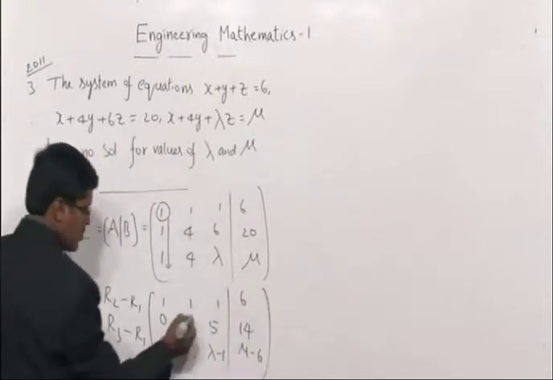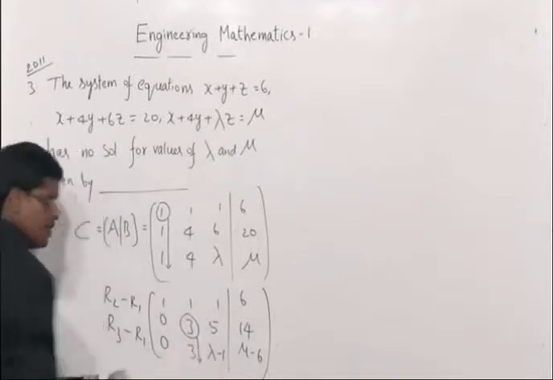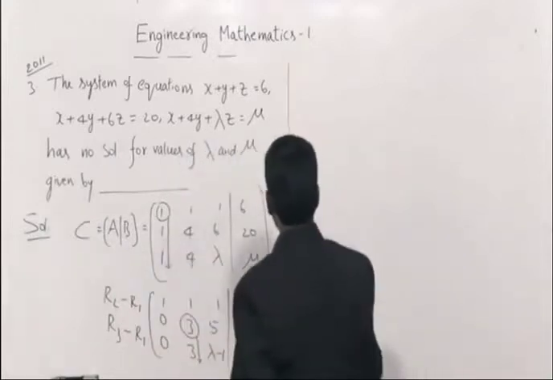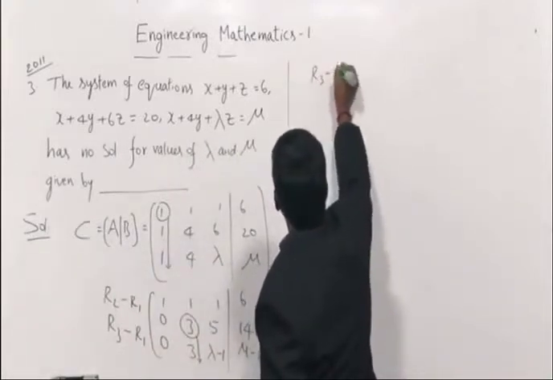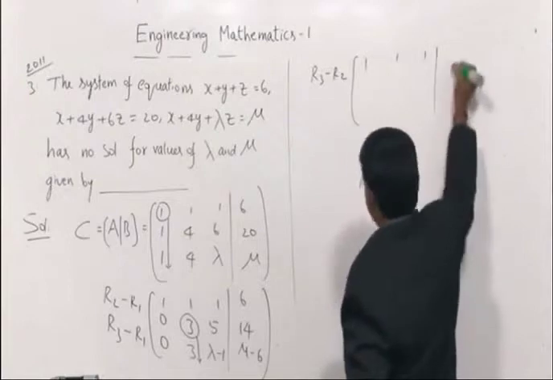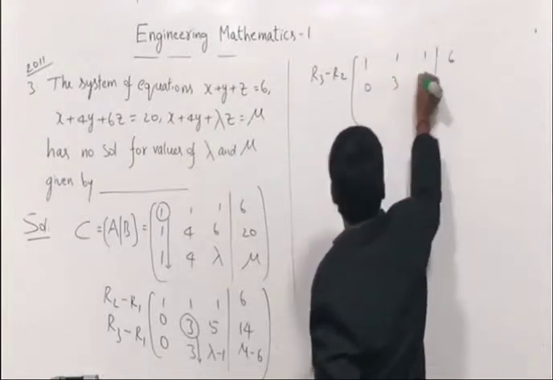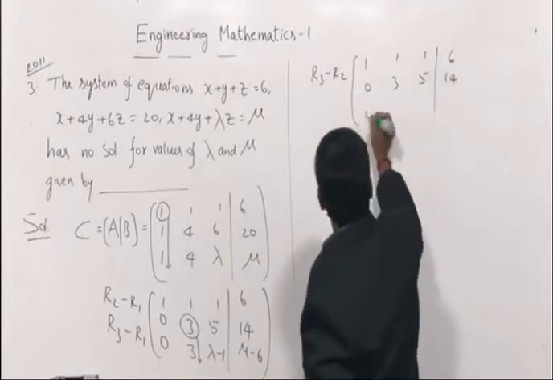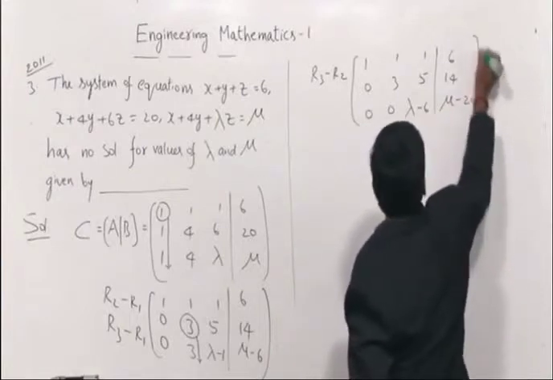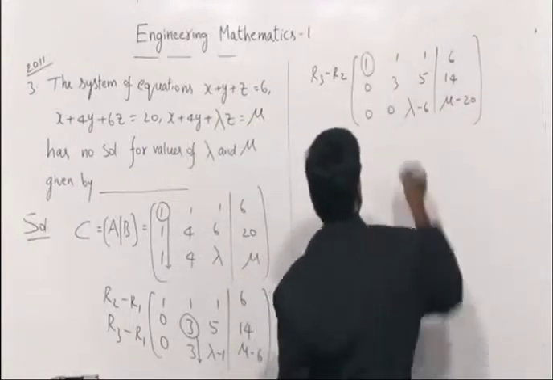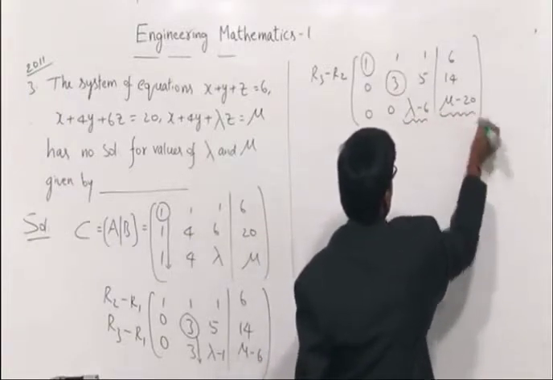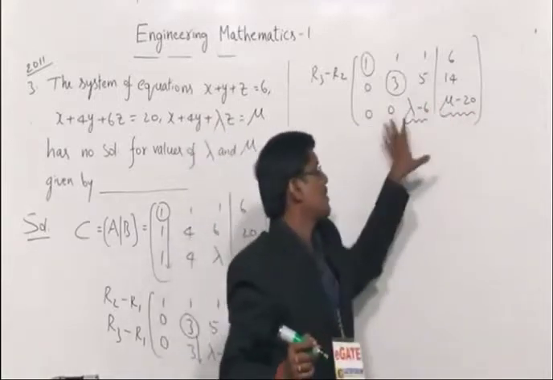Row 1 is over, come to the second row. This is the first non-zero element. Immediately make its lower elements 0. So we have to do the operation R3 minus R2, which simplifies to the current matrix: 1, 1, 1, 6, 0, 3, 5, 14, 0, 0, lambda minus 6, mu minus 20. Now this is the first non-zero element in the first row, and the first non-zero element in the second row. We cannot circle this element because we don't know lambda and mu, which we are going to find. That's why I have given an indication to determine these values.